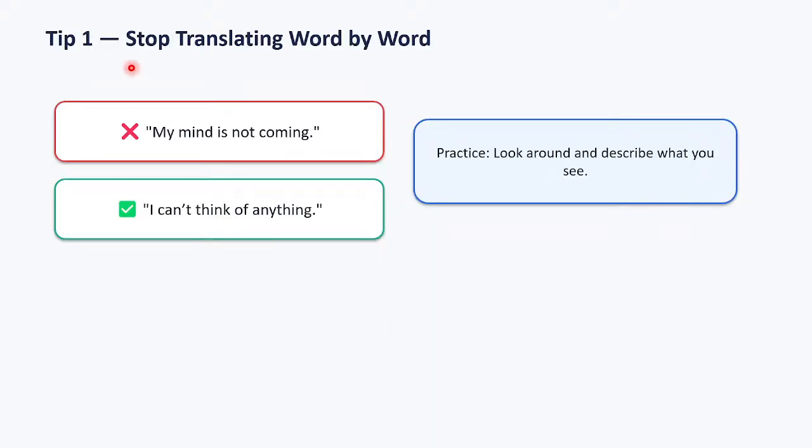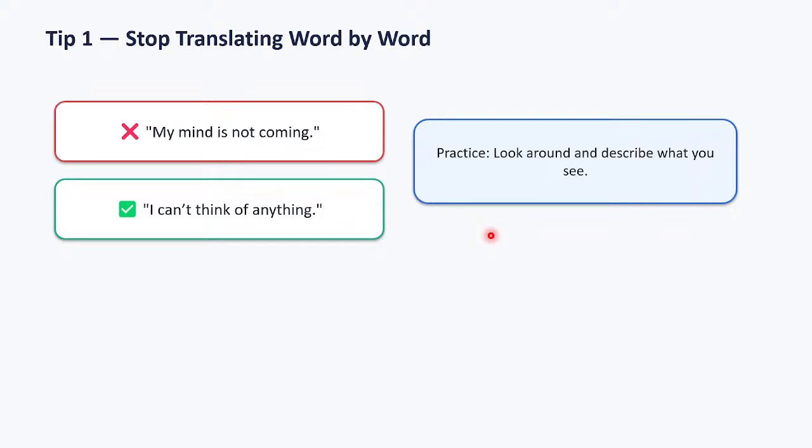First tip is: stop translating word by word. You need to stop translating each and every word, right? Word by word translation, no. Okay, so what you are going to do, you are going to practice. Look around and describe what you see. Okay, whatever you see, just try to describe that thing. Try to describe whatever you are seeing around, looking around. Try to describe the things.